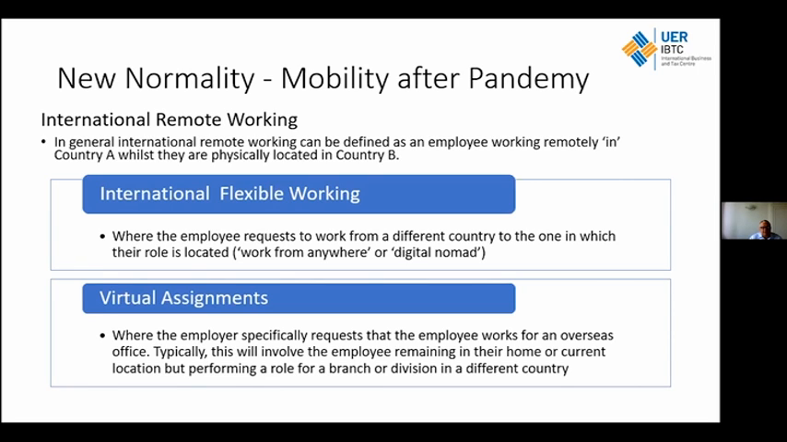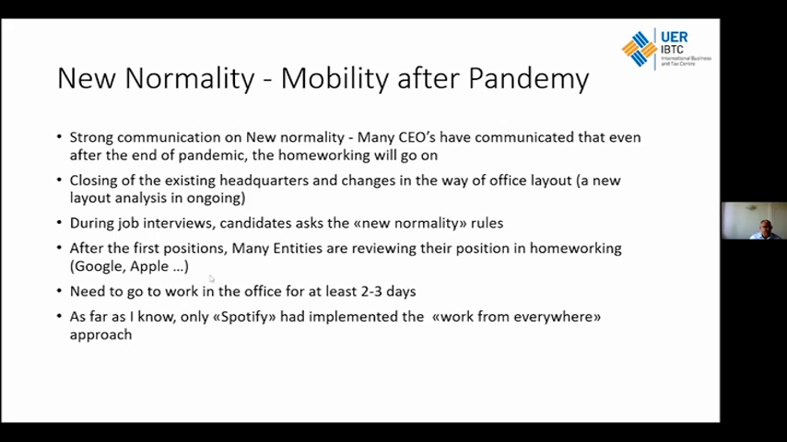I saw that some countries like Croatia or Mauritius already made some legislation to allow the digital nomad to stay in their country for a longer period than the one foreseen for travel in that country for tourism. And this is the international flexible working. Then there are virtual assignments, where people remain in their own country, but have an assignment outside of the country where they live. These are the two ways of international remote working, which we discussed in the last period.